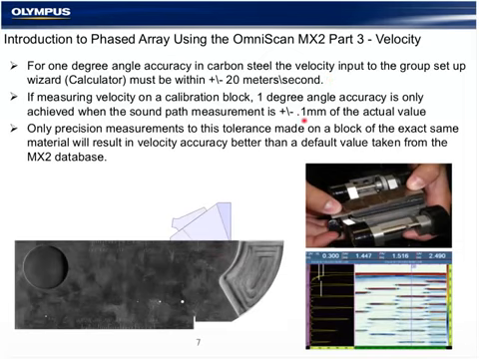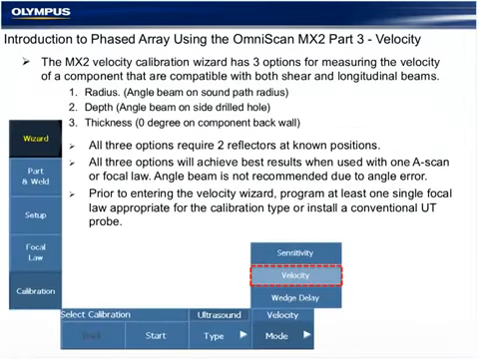The MX2 velocity calibration wizard has three options for velocity: a radius, a depth, or a thickness. Depth and thickness essentially work similarly in that they're designed for a side drilled hole at 0 degrees, whereas the radius is possible in a shear wave angle beam inspection, and that's what we would normally use. In the wizard itself, we select the velocity of the mode and select start.